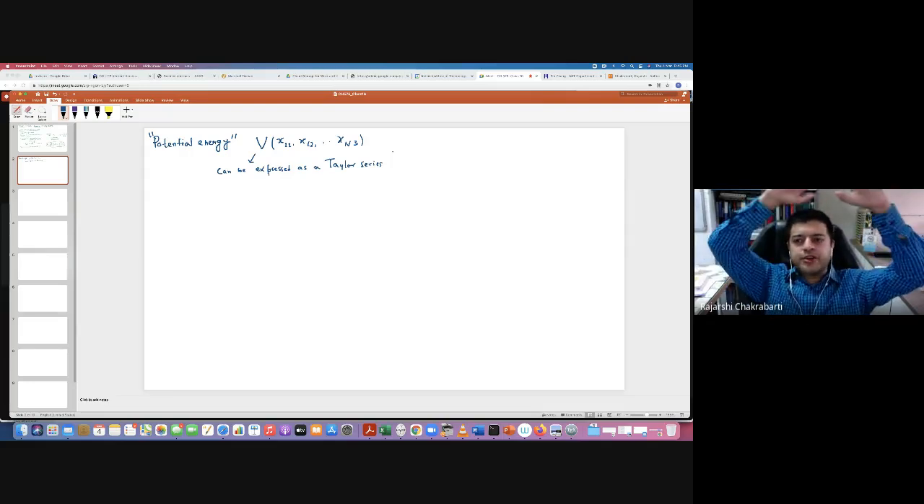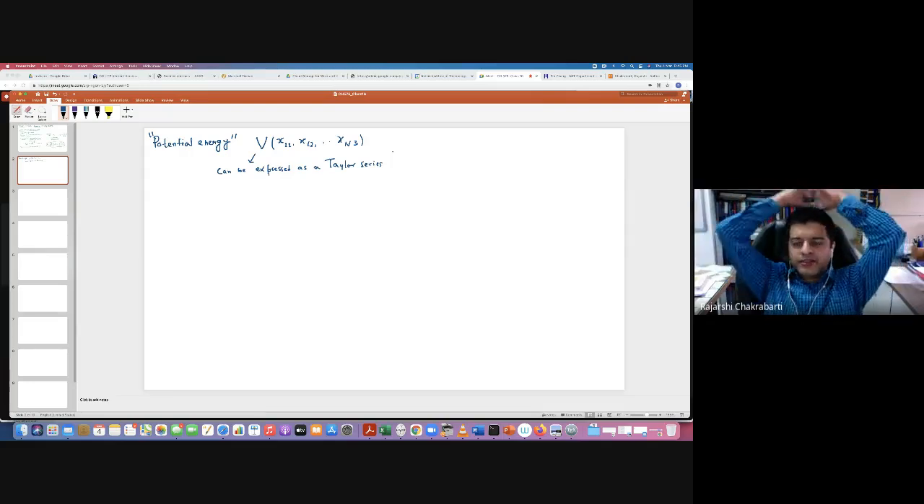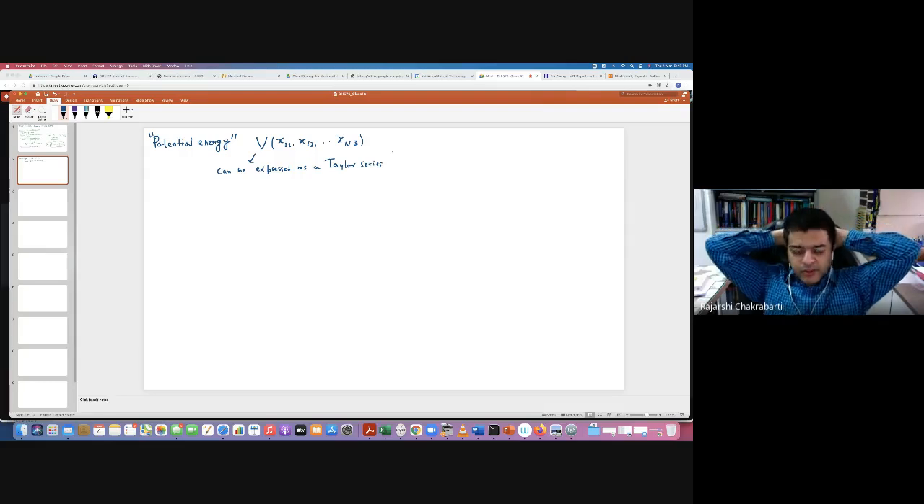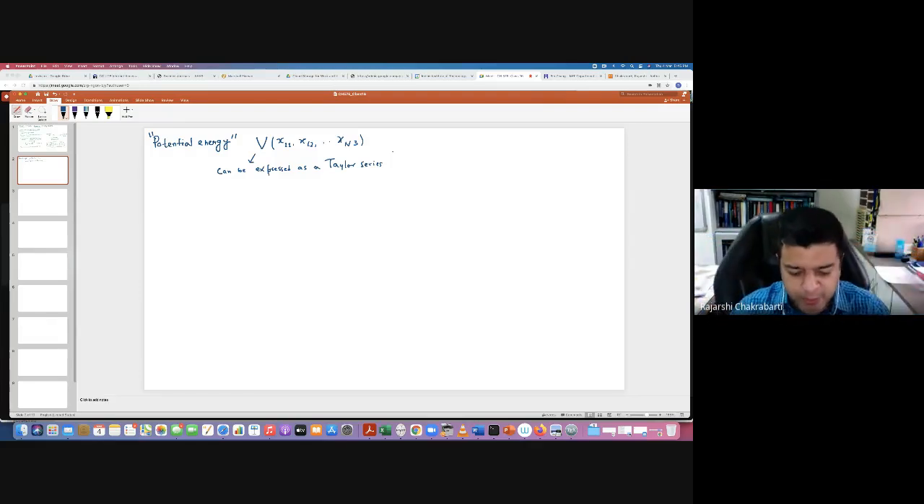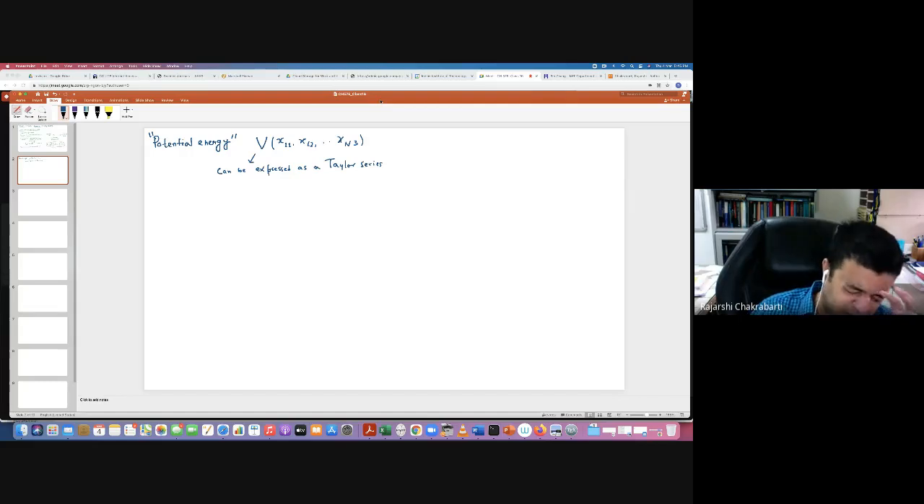So 1 is connected to 2, 2 is connected to 3, like this, isn't it? Okay, so this is how the kinetic energy sums come. And if I assume that the displacement of each particle from its equilibrium position is small, then I can express this potential energy as a Taylor expansion, as a Taylor series. This is because the displacements are small.